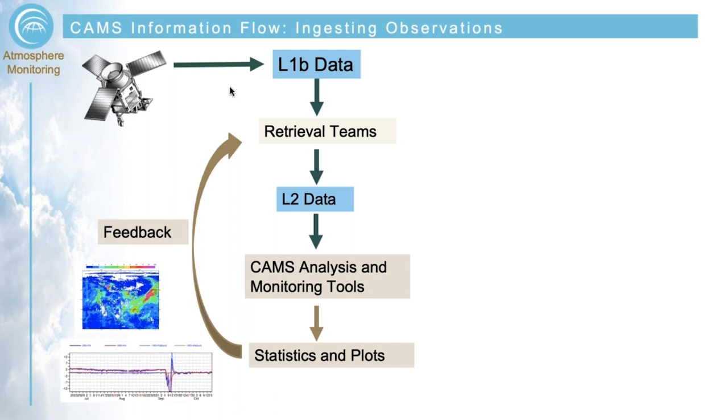And by doing this, we can then look at statistics over a period of time to see, are there any drift? How close are the observations to the model? And if there are any biases between them, whether those are changing over time. And this is useful information because we can feed that back to the retrieval teams to point out if there might be some issues with the retrieval process or if something is missing or not quite correct. So we can do this iteratively until we have a very reliable satellite product and one that also provides meaningful information for being able to predict how atmospheric composition is changing.